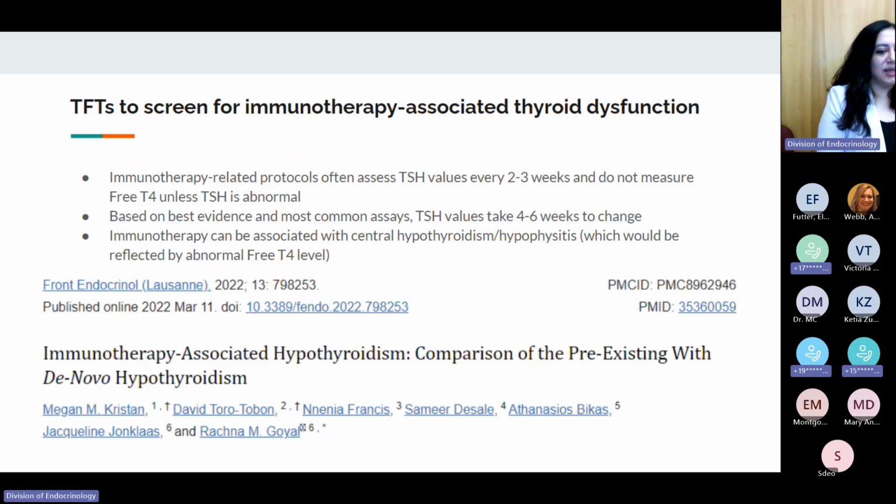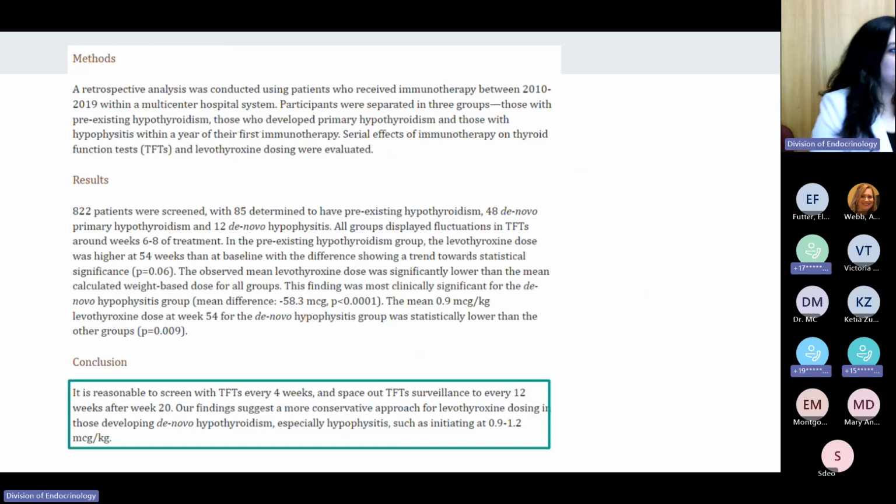Looking at this, there was a study done in 2022 comparing patients that had pre-existing hypothyroidism and started immunotherapy versus patients that never had thyroid disease that developed it de novo. This was done by endocrinologists. They did a retrospective study of these patients over 9 years at multiple centers, and they identified 48 de novo primary hypothyroid cases and 12 de novo hypophysitis cases. So this again emphasizes the importance of free T4 measurement, because that would be missed by TSH.